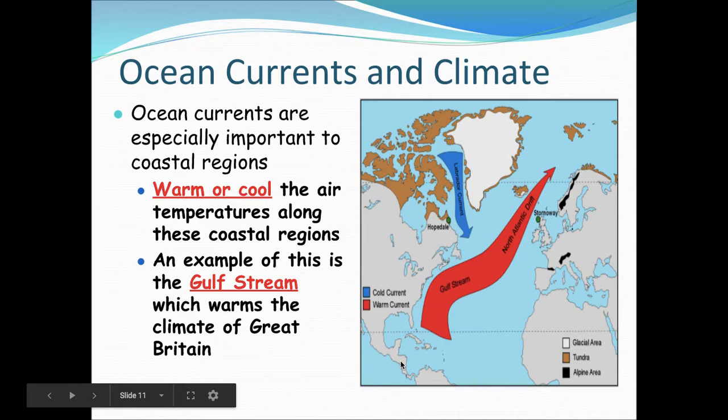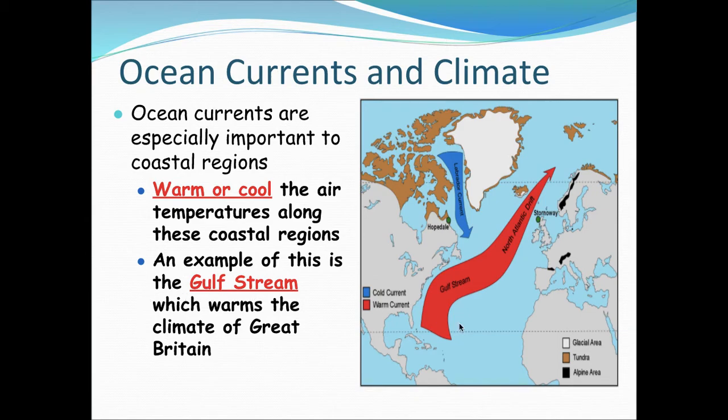Why is that important? Why do I care though? It's because those currents affect climate. Those currents affect temperatures in places, and you're going to see that with your classwork today. It really has a huge effect on climate and temperature. So it's either going to warm a place up or cool a place down.